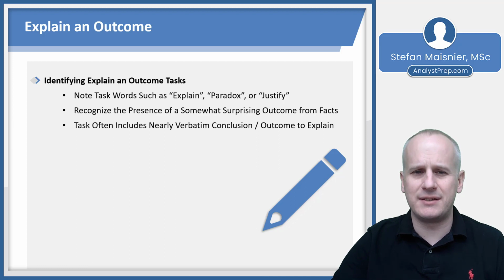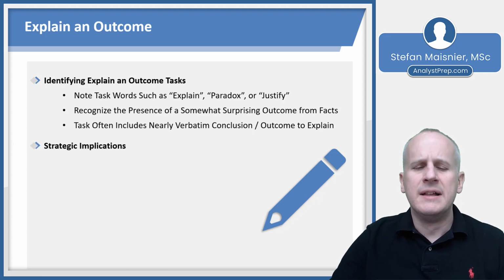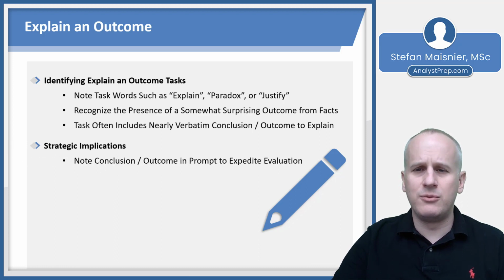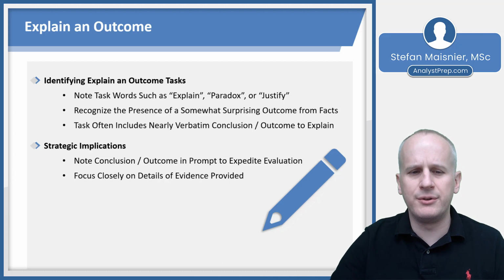And oftentimes, the task for explain questions on critical reasonings in the verbal section will actually include the conclusion or outcome that you're being asked to explain. So it'll say, explain why Jimmy doesn't agree with Sally or something of that nature. Then strategically, because the prompt conclusion is included in the question stem, you can note that in the question stem and expedite your evaluation of the paragraph because you know what the conclusion is based on reading the question. You want to know the details of the evidence because it's going to matter here.